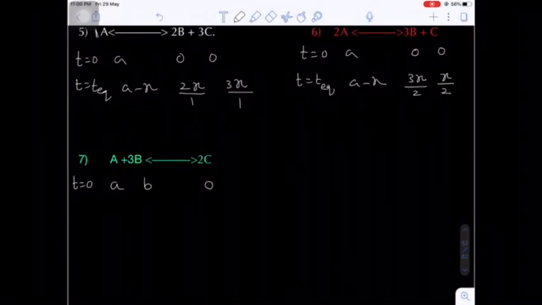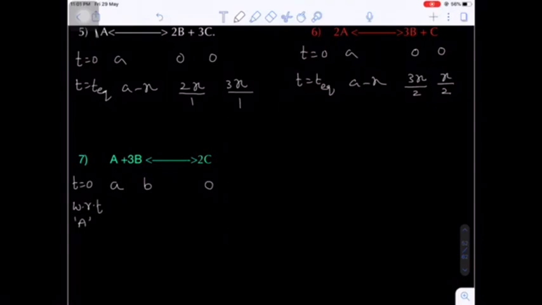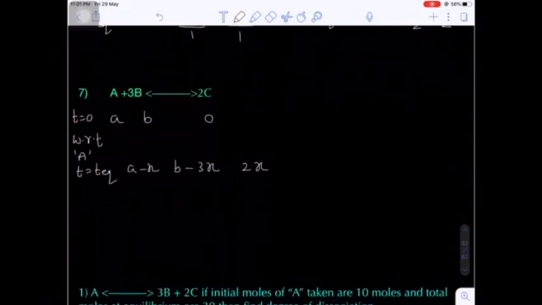Let's suppose I am taking capital A as the limiting reagent. So I am dealing with respect to capital A. Okay. Now with respect to capital A, let's suppose x moles of A decomposes. According to which 3x moles of B decomposes, because it is a 1:3 ratio, so that 2x moles of C will be formed. This is with respect to A.